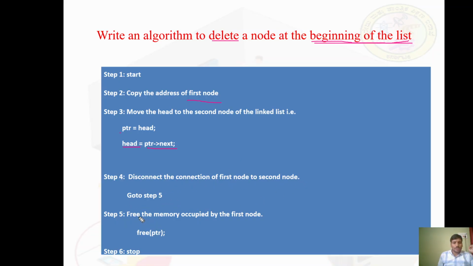Go to step 5. What do we do in step 5? Once it is disconnected, the next job is to free it, free the pointer. The pointer that we declared, we have to free it, so that head will point to the second node.